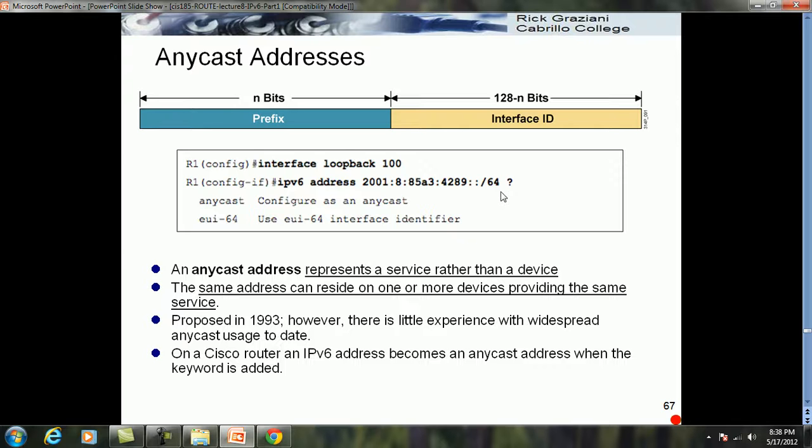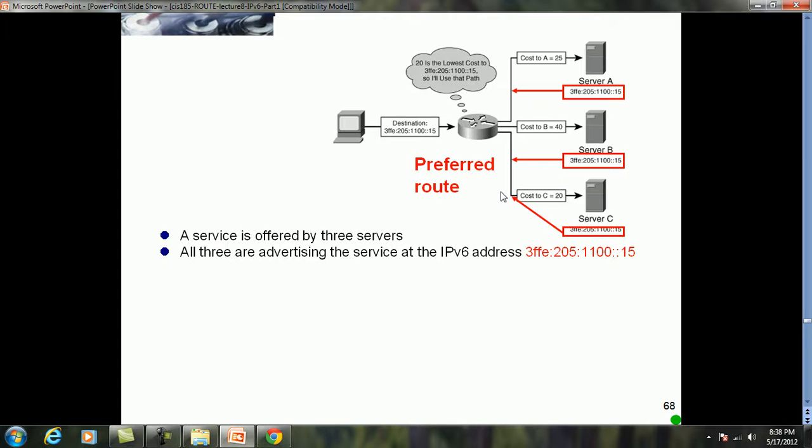So on a Cisco router, an IPv6 address becomes an anycast address when the keyword anycast is added. So that's the anycast address. I can assign this address to C, for example. This is a router and these are three servers. Can you see all having the same address?